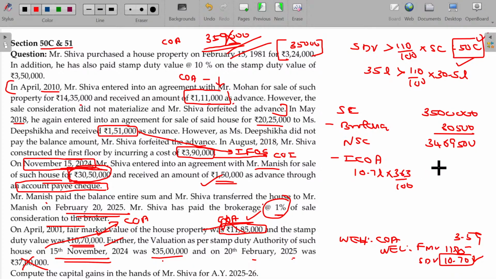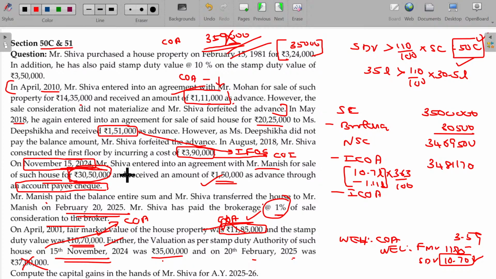Now, the final value here being 34 lakhs 81,170 minus indexed cost of improvement. Oh, here I have to subtract what? This 1,11,000, sorry. From the cost of acquisition, you have to subtract any forfeiture amount that happened before 1/4/2014. So here 1.11 was to be subtracted. So 10.7 lakhs minus 1.11. And on this balance, you have to do indexation.